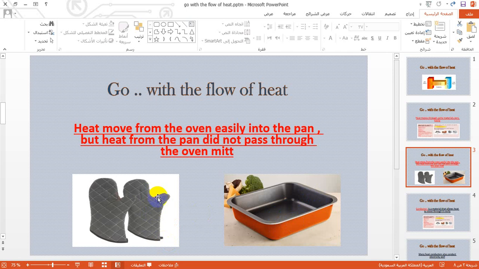Okay guys, because some kinds of matter insulate the heat. For that reason we can differentiate between conductor and non-conductor. So heat moves from the oven to the pan easily, but from the pan to the mitts it will take time, or sometimes it does not move, because this one is a conductor but this one is not.